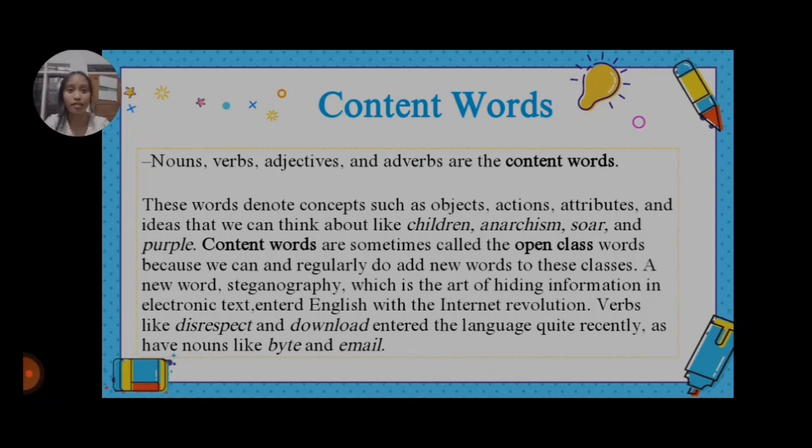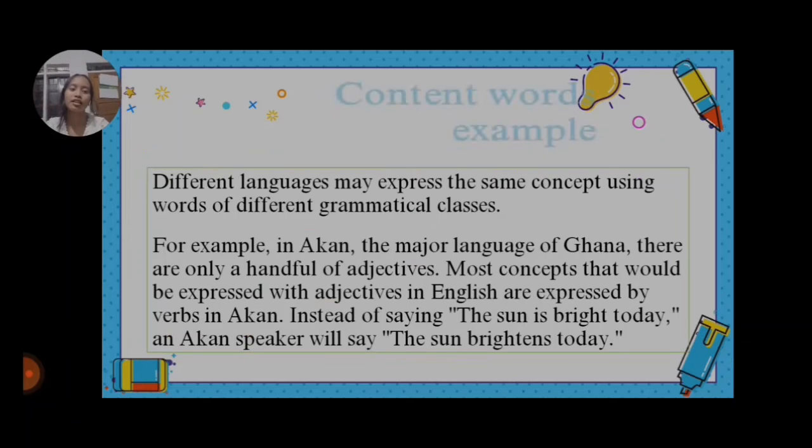Content words are sometimes called the open class words because we can regularly add new words to these classes. A new word, steganography, which is the art of hiding information in electronic text, entered English with the internet revolution. Verbs like disrespect and download entered the language quite recently, as have nouns like byte and email. This is an example of content words.